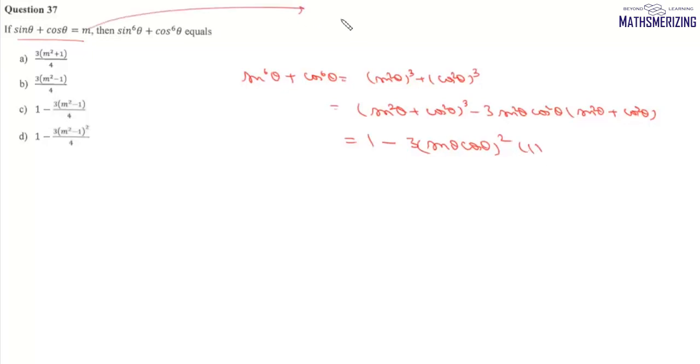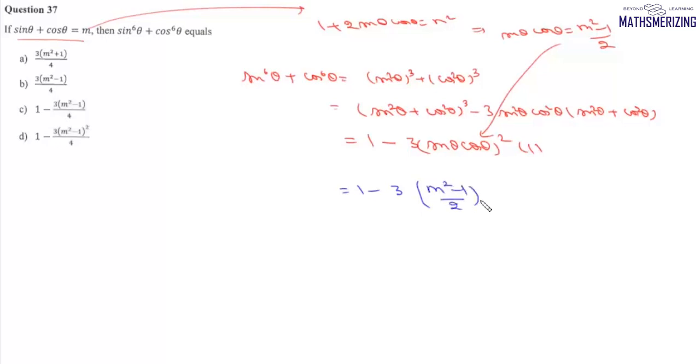Now we'll square this expression. We can write sin square theta plus cos square theta, so that is 1 plus 2 sin theta cos theta, and that should be equal to m square. So from here we can write value of sin theta into cos theta. It will be m square minus 1 by 2. So we'll put the value of sin theta into cos theta. So the value of this expression will be 1 minus 3, and we can write this as m square minus 1 upon 2 whole square. And that's your option number D.